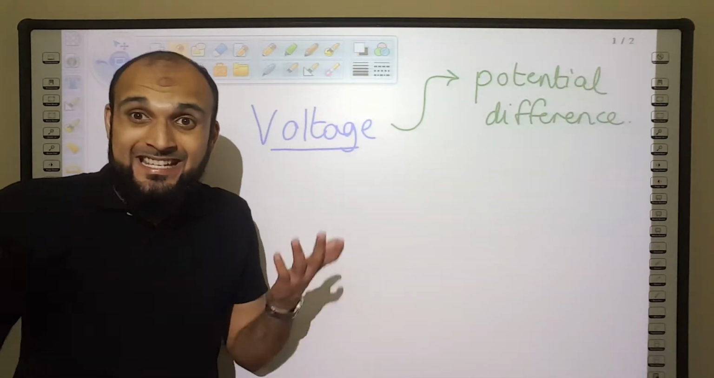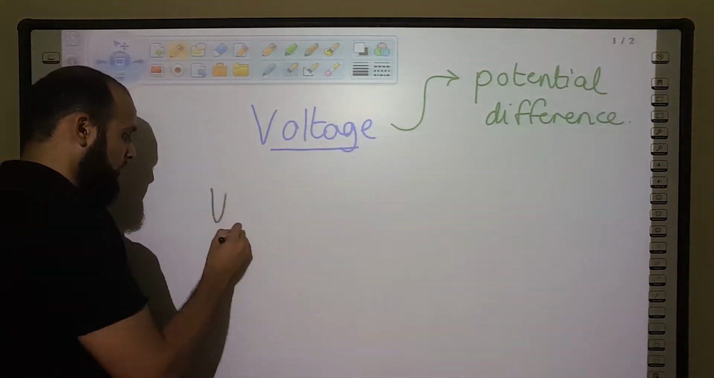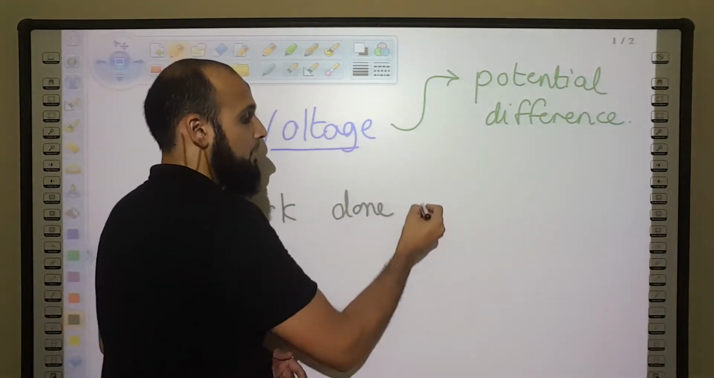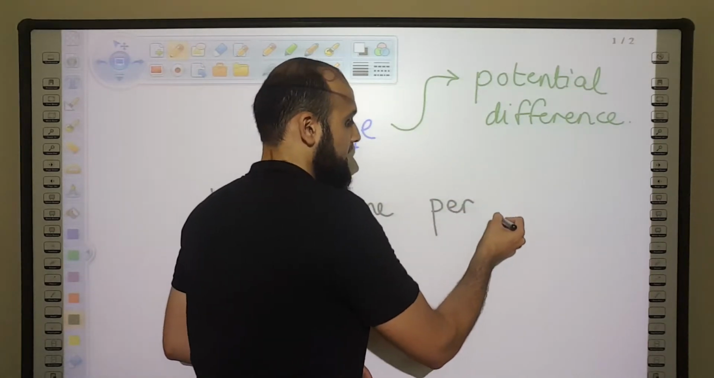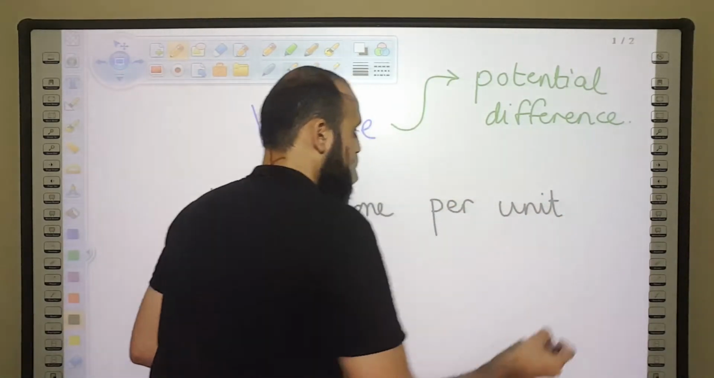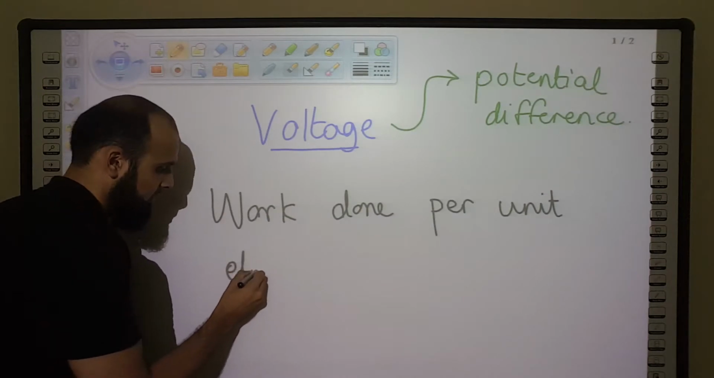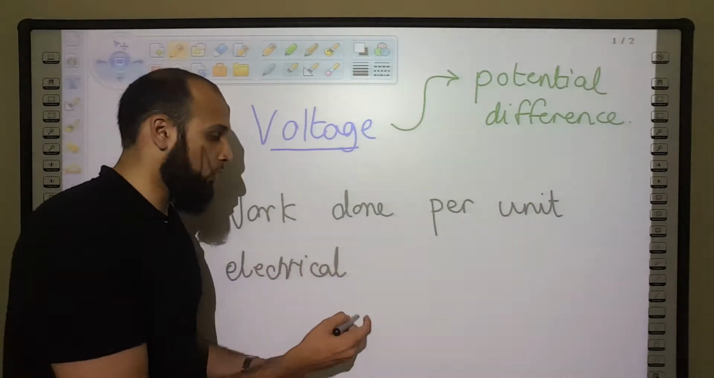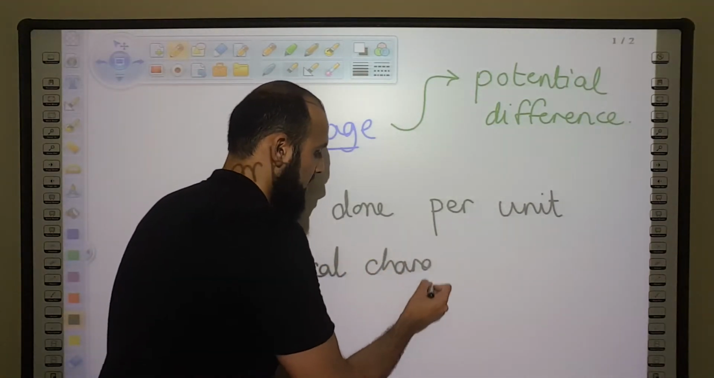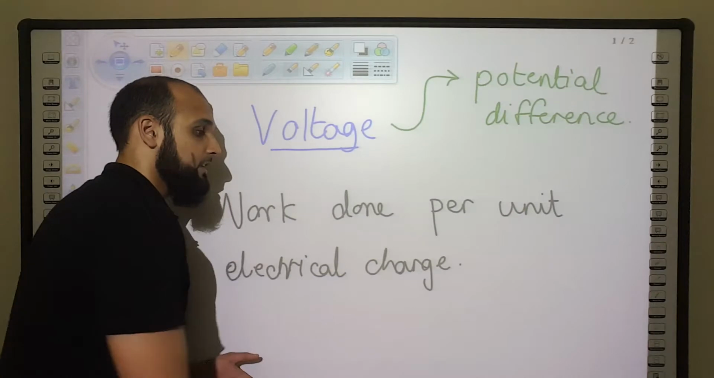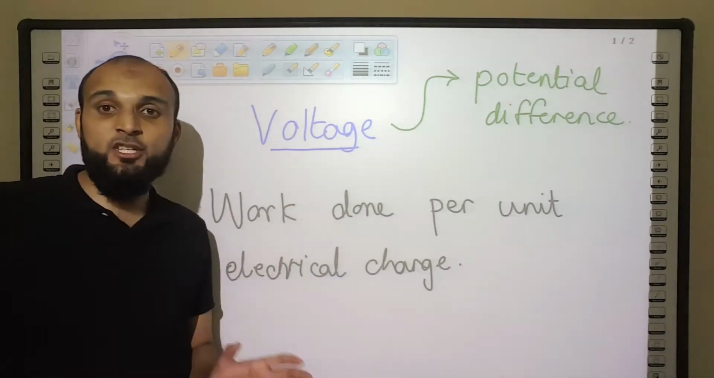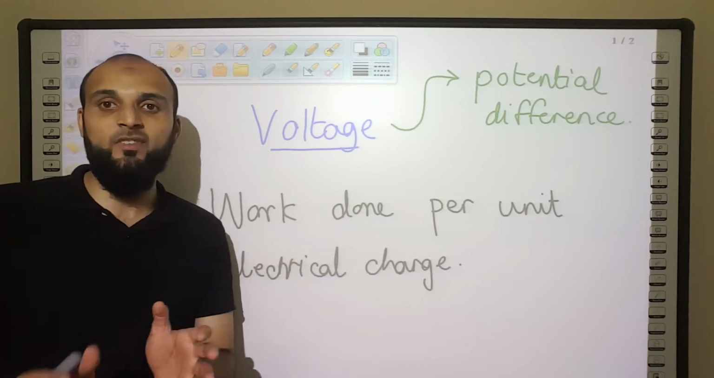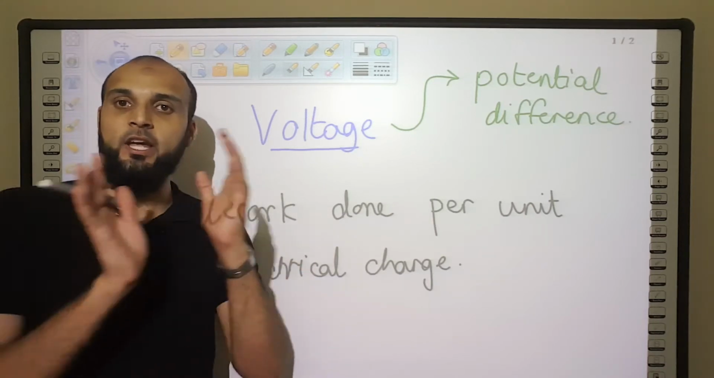So voltage is the amount of work done or the amount of energy that is transferred per unit electrical charge, and obviously we know that the unit of electrical charge is the coulomb, right? So the work done or the energy that's transferred to each unit of electrical charge, so per coulomb of electrical charge, so that it can move from one location to another.